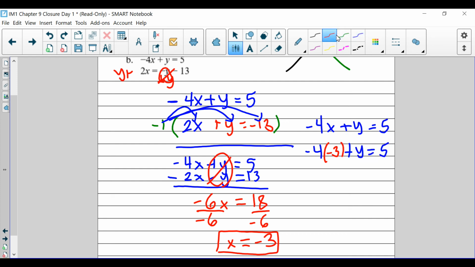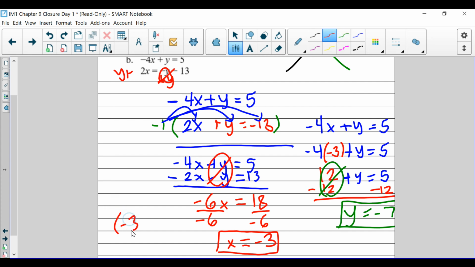Then we've got a negative times a negative, which is 12 positive. Then we say plus y is equal to 5. Then we're going to go ahead and subtract the 12. What we do to one, we do to the other. This goes by. So we get y is equal to negative 7. There's our answer, and we've got our solution. So our solution is negative 3, comma, negative 7.